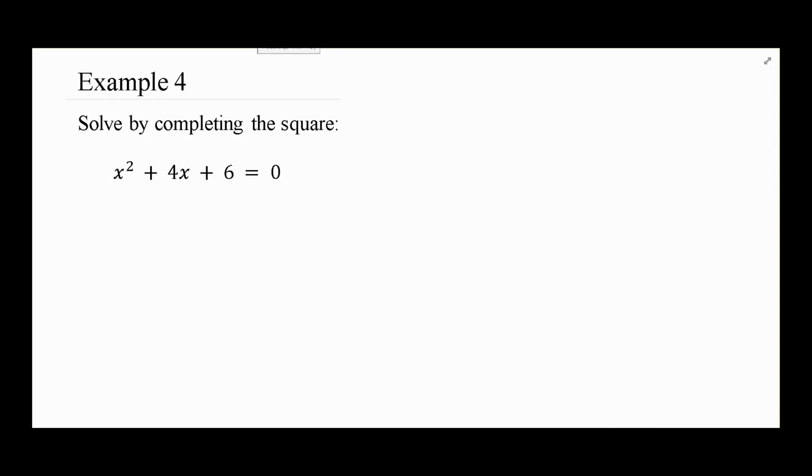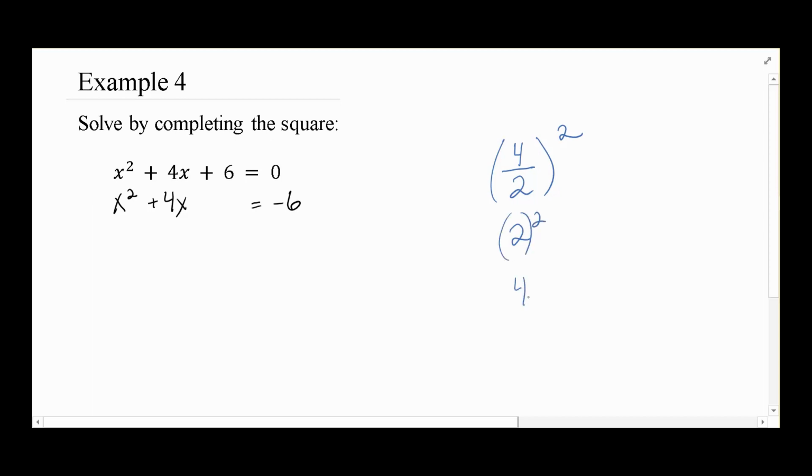All right, this example looks fairly easy with nice, happy numbers. Let's play around with it. First thing we're going to do is subtract the 6 to the other side. Then we're going to add our magic number. Our magic number is take the middle coefficient divided by 2 and square it. So that would be 2 squared, or 4.